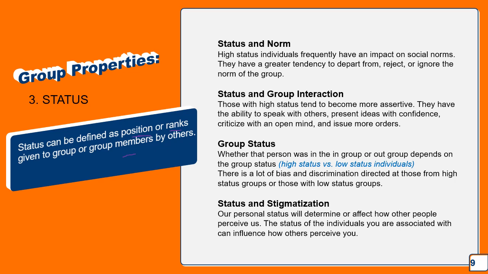When a person is holding a manager position, we call that person as having a higher status. If the position of a person is a clerk in an organization, we call that person as having a lower status. So position or rank of a person shows status of that person. So let's see a few things about status that you need to understand when it comes to group. Status and norms. What is the relationship between status and norm? Is there any impact or not?